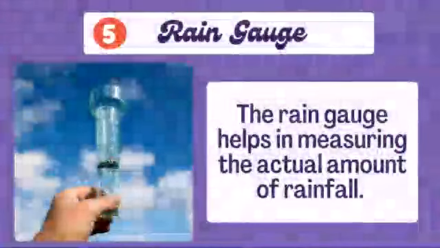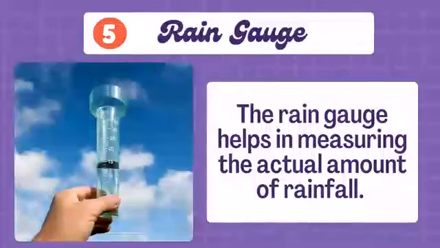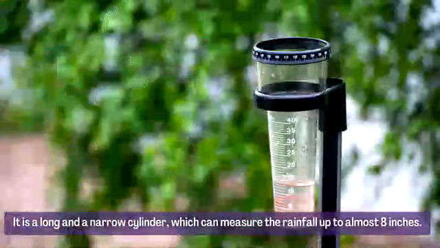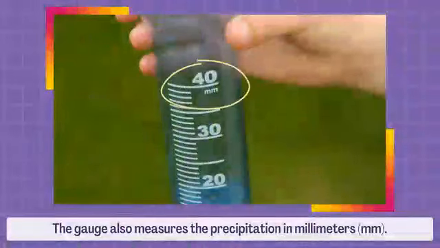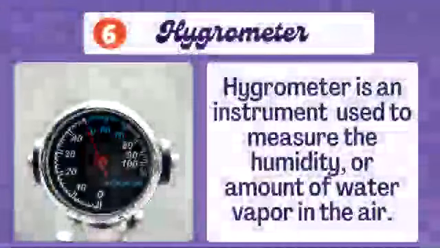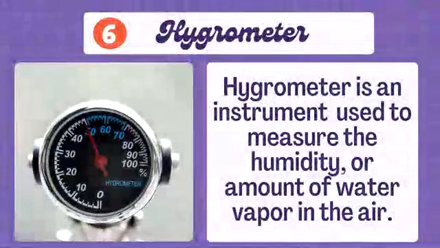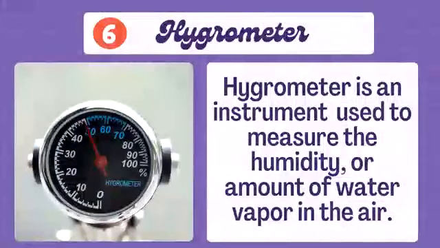Number 5. Rain gauge. The rain gauge helps in measuring the actual amount of rainfall. It is a long and narrow cylinder which can measure the rainfall up to almost 8 inches. The gauge also measures the precipitation in millimeters. Number 6. Hygrometer. Hygrometer is an instrument used to measure the humidity or amount of water vapor in the air.